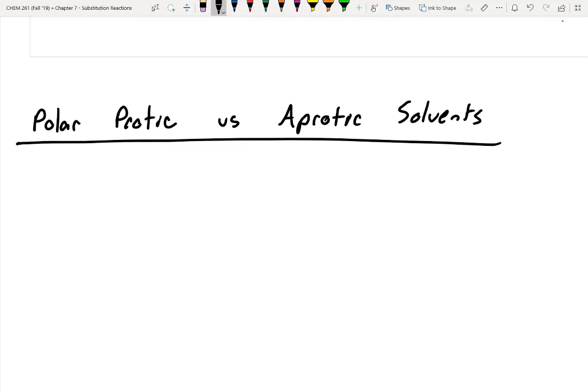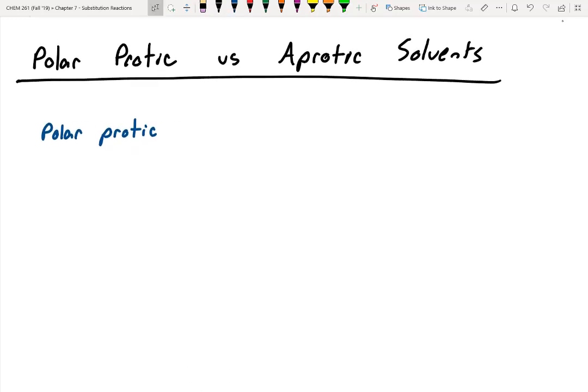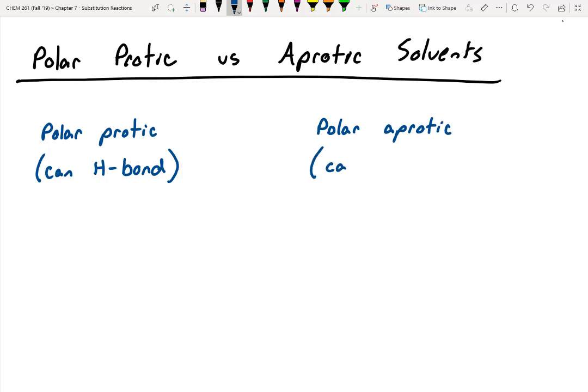All right, so let's do polar protic on the left. How did we define polar protic again? What was unique about them? They can hydrogen bond. All right, so we'll say can H bond. For polar aprotic solvents, they're a little bit different. They cannot H bond.